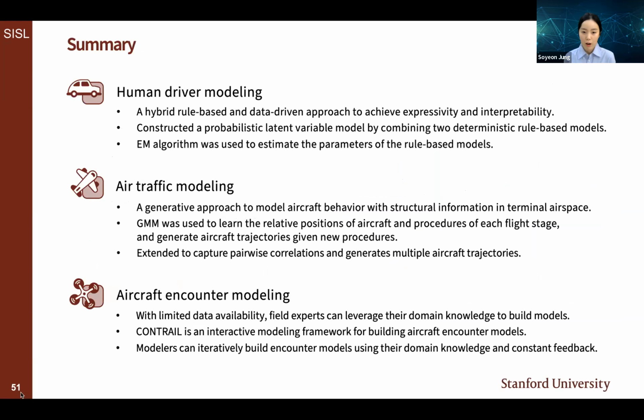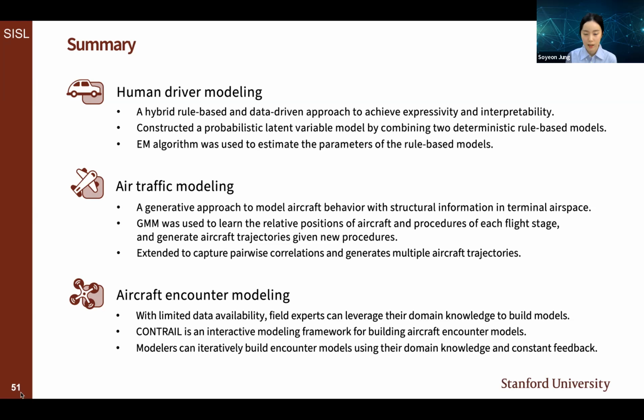To summarize my contribution, first, I presented a hybrid rule-based and data-driven driver model to achieve both expressivity and interpretability. I constructed a probabilistic latent variable model by combining two deterministic rule-based models. Then, the EM algorithm was used to estimate the parameters of the underlying rule-based models.